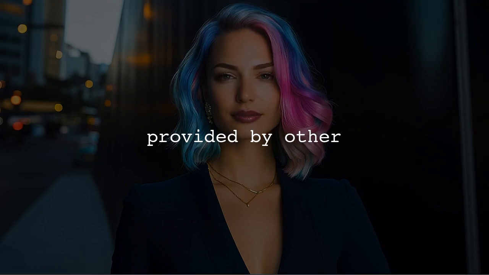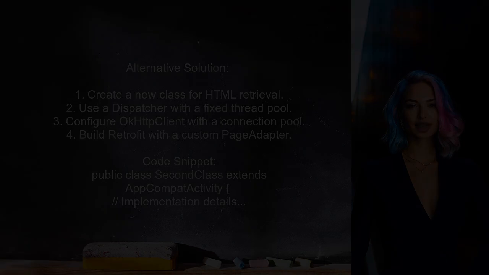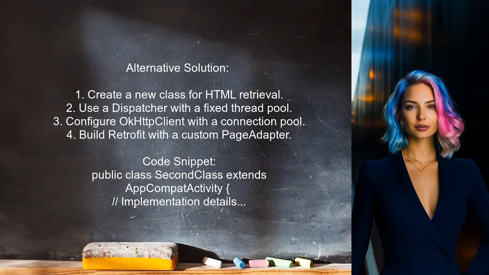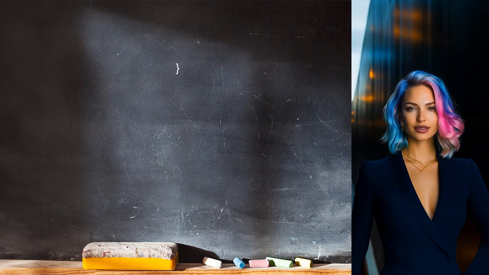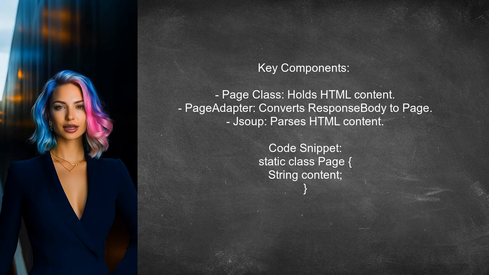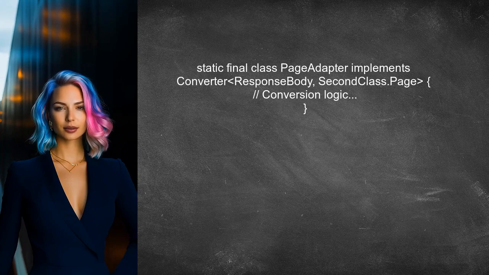Now, let's look at the answers provided by other users. An alternative solution provided by another user involves creating a new class to handle the HTML retrieval. They set up a dispatcher with a fixed thread pool and configure an OkHttp client with a connection pool. The Retrofit instance is built with a custom page adapter to convert the response into a page object, which contains the HTML content. In this approach, the user defines a page class to hold the HTML content. The page adapter is responsible for converting the response body into this page object using Jsoup to parse the HTML. This allows for more flexibility in handling the HTML data.